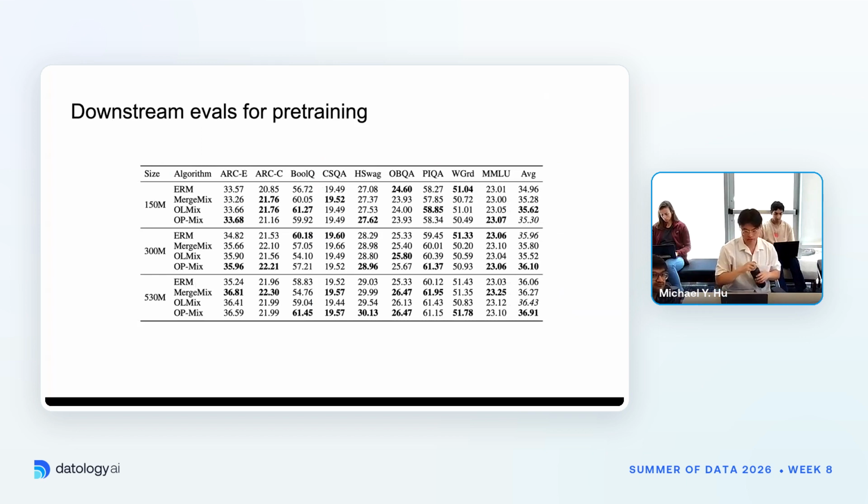Okay, and then we did some downstream evals, and I think OP mix is slightly better than ERM. But we don't optimize for this, so I guess it's maybe just a sanity check. So we're going to ask, you don't really optimize for the evals? Yeah, I guess the validation loss is probably correlated with the evals.